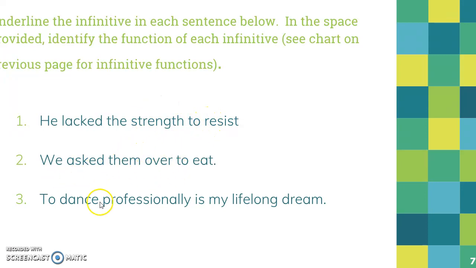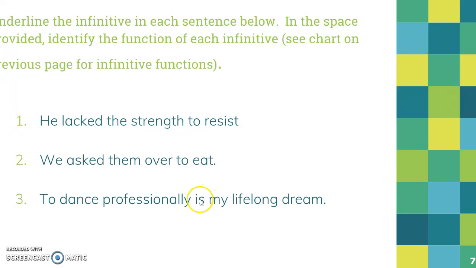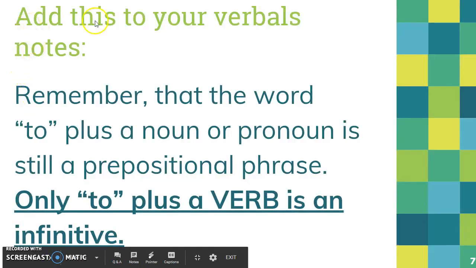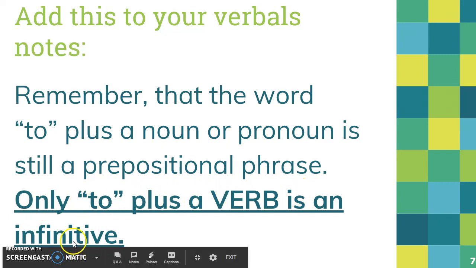All right, I want you to do the other ones, and I will go over these with you on Tuesday. And once you finish those, it says add this to your verbal notes. So this is not in there, and I want you to put it because I want you to know this for sure. Remember that the word to plus a noun or a pronoun is still a prepositional phrase. To school, to the car. That is a prepositional phrase. Only to plus a verb is an infinitive.